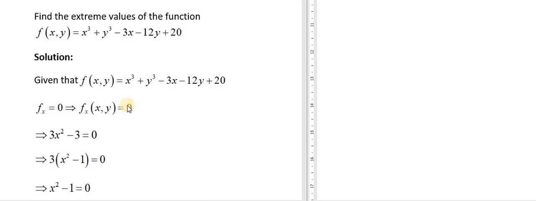Solution. The given function is f of x comma y equal to x cubed plus y cubed minus 3x minus 12y plus 20. First of all, I am going to find out partial differentiation of f with respect to x and equate that to 0. Then we are going to get equation 1.